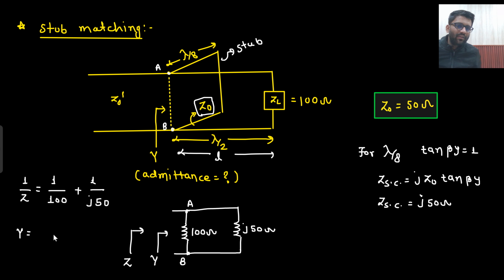So what is 1 by 100? 0.01. And what is 1 by J? That is minus J. And what is 1 by 50? 0.02. So whenever they ask you the admittance in the examination, always write down the formula.